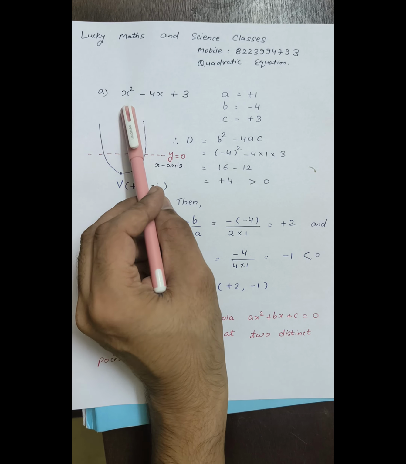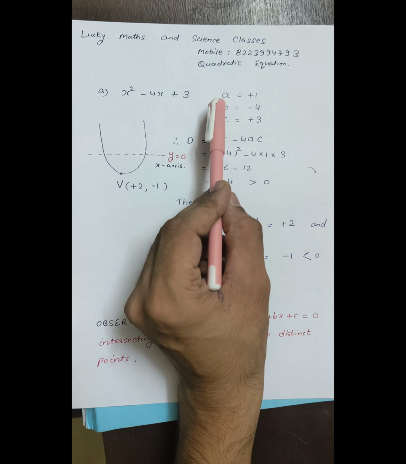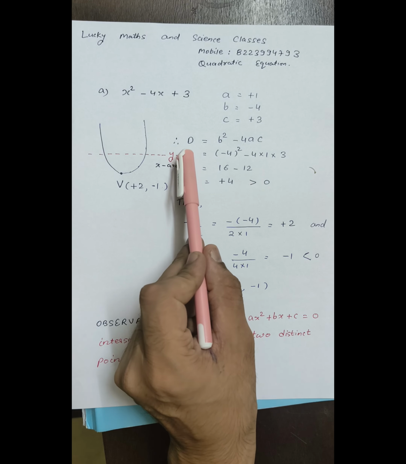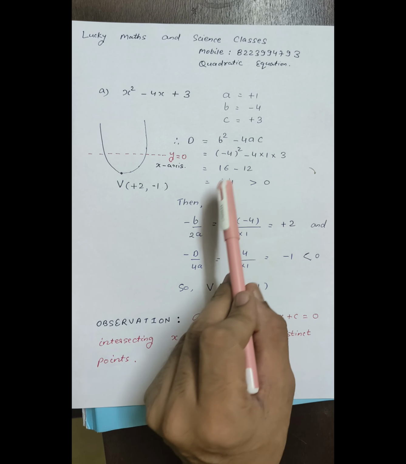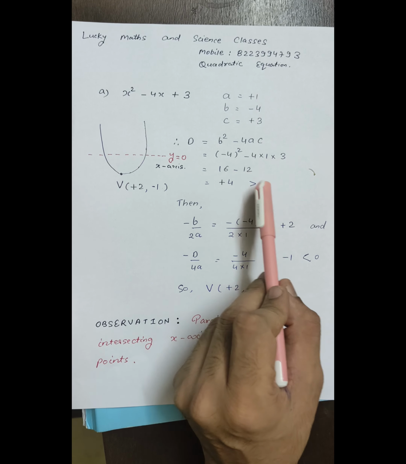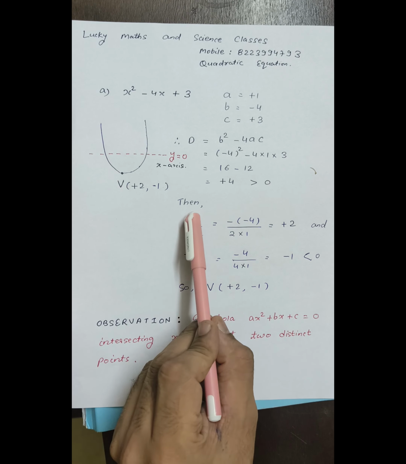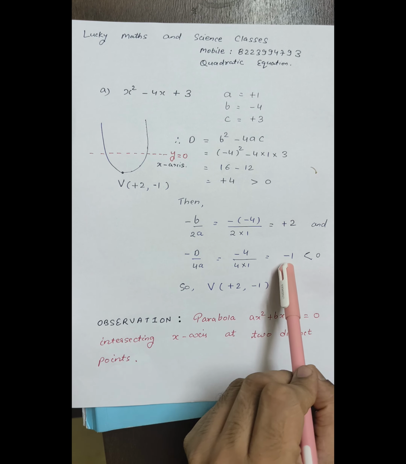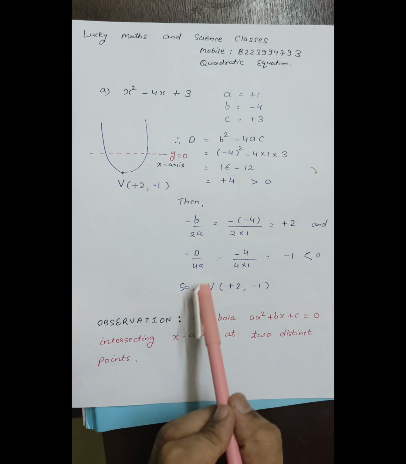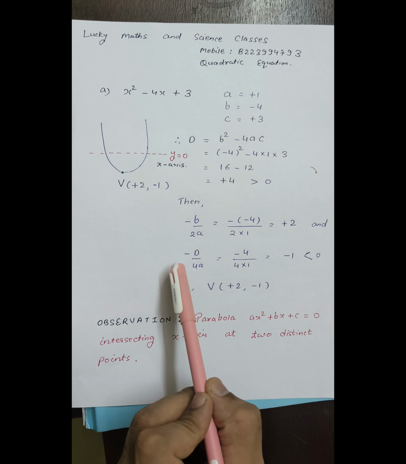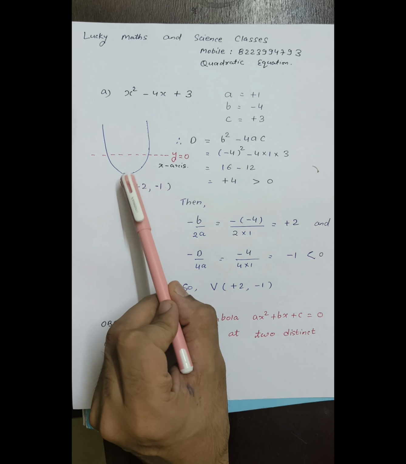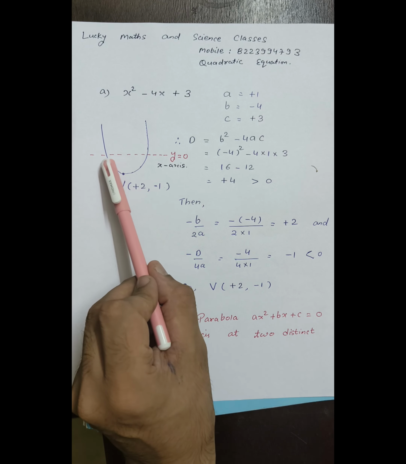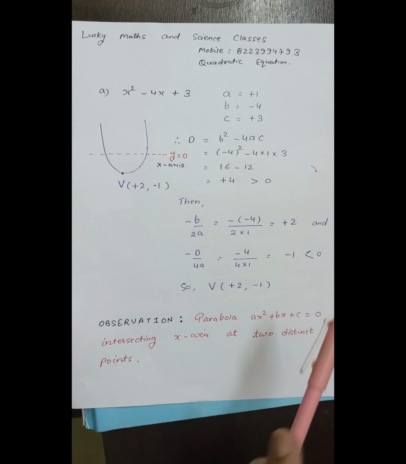In this a part, x square minus 4x plus 3, value of a is plus 1, value of b is minus 4, value of c is plus 3. Discriminant b square minus 4ac is coming to be plus 4, that is positive. Then minus b upon 2a is plus 2 and minus d upon 4a is minus 1, that is negative. So the vertex is defined as plus 2 and minus 1, and this is your x-axis, y is equal to 0.